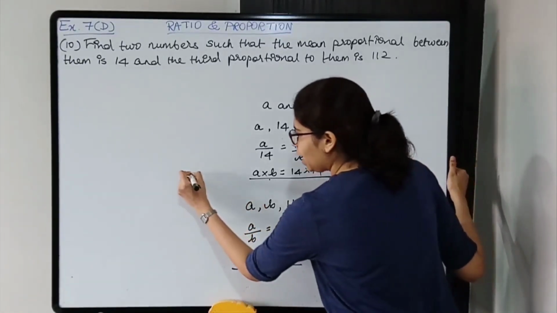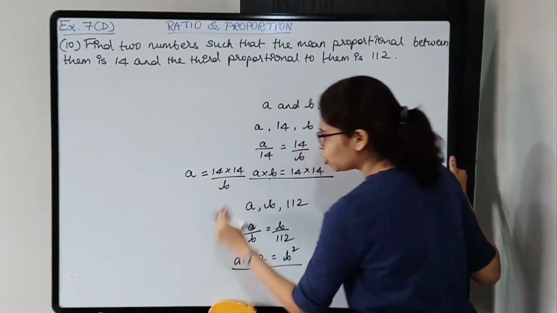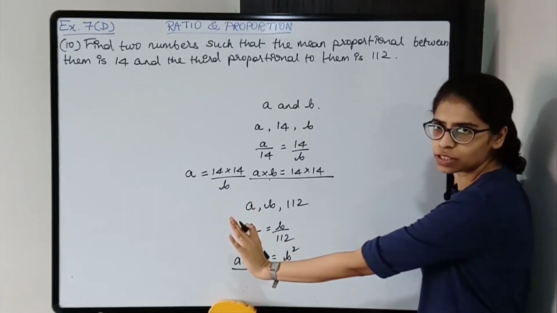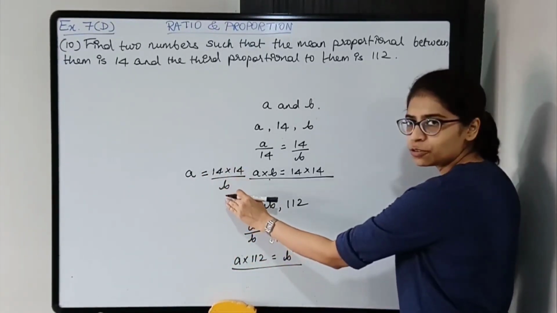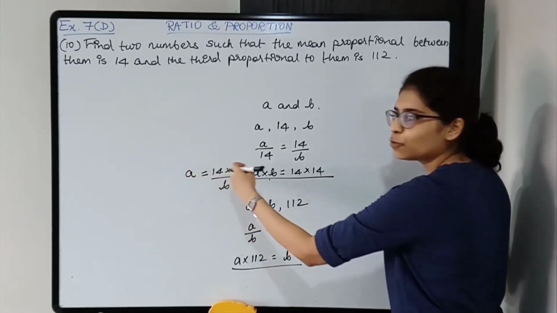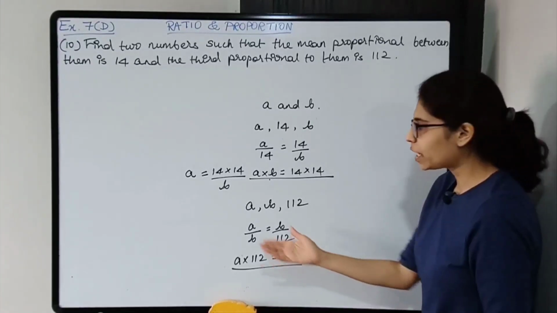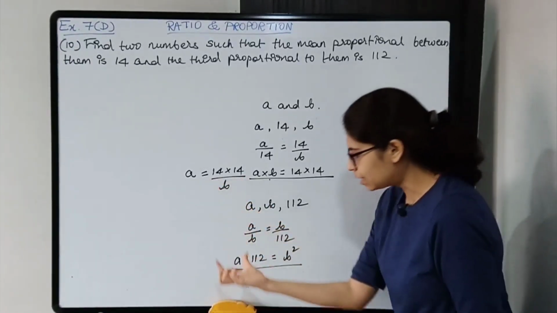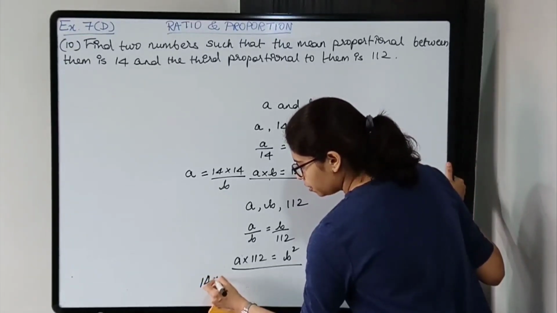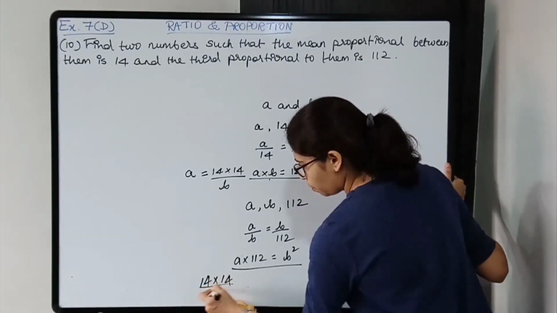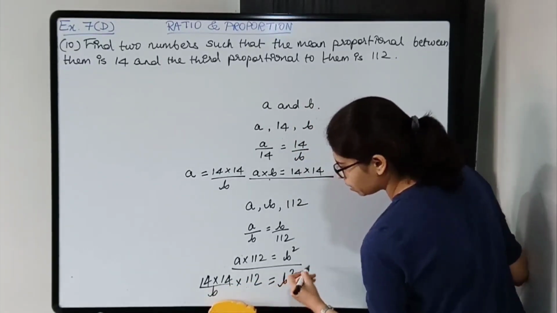So I'll take a equal to 14 into 14 upon b. Don't multiply, this will get cancelled eventually. So keep it as it is. You can also take b equal to 14 into 14 upon a. What I am doing is taking a as this and substituting it over here. So it will be 14 into 14 upon b into 112 equal to b square.